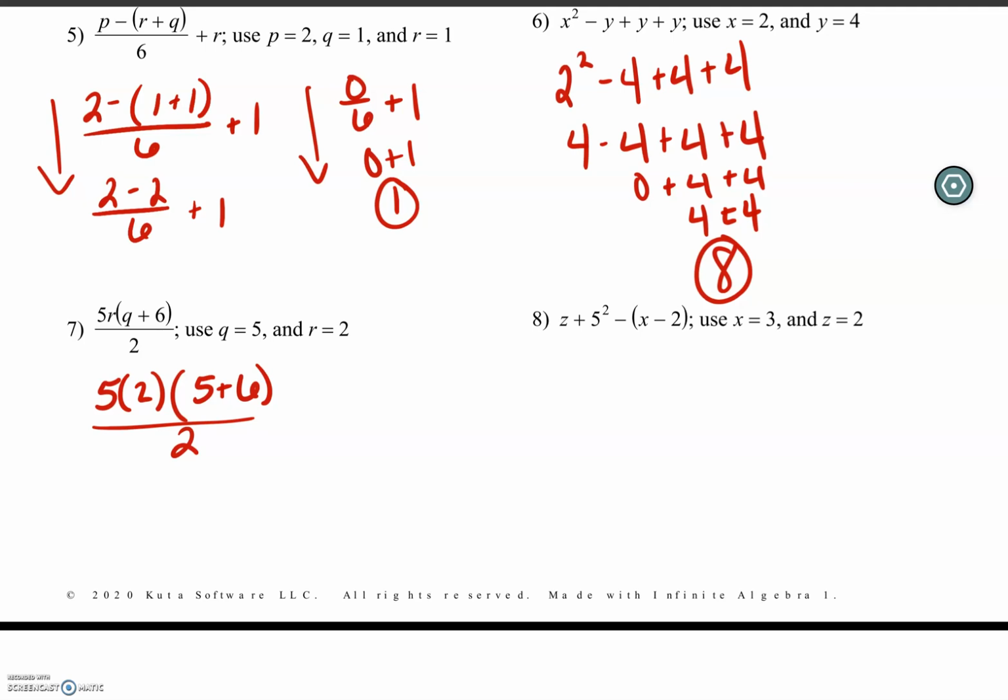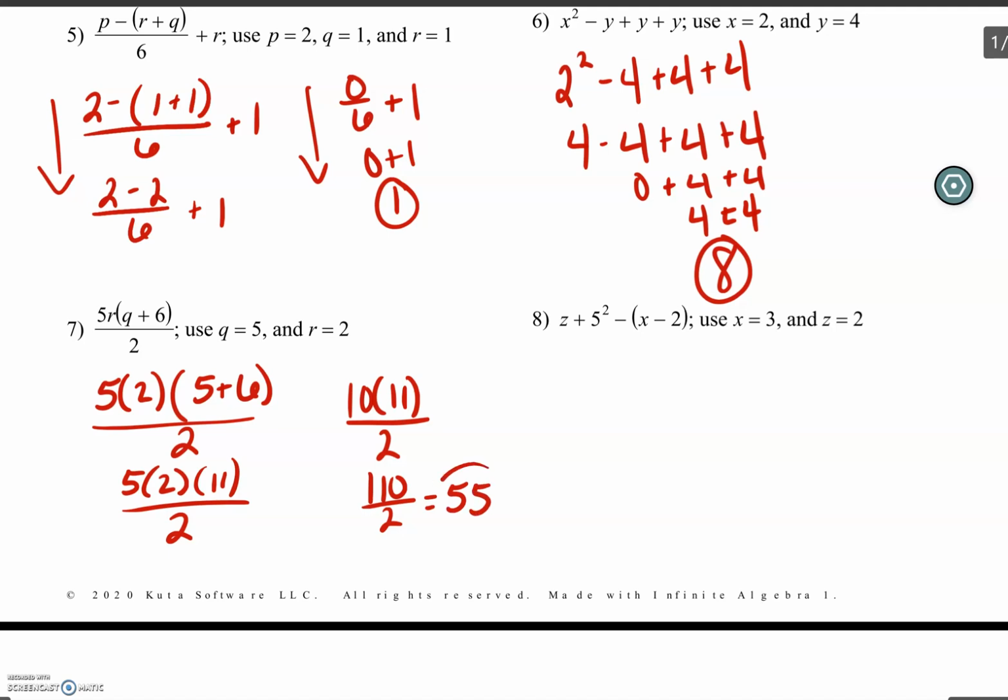All right, we need to take care of the parentheses first. So we're going to add 5 and 6, which would be 11, divided by 2. Now we're going to multiply. So 5 times 2 would be 10, times 11. 10 times 11 would be 110, divided by 2. And 110 divided by 2 would be 55. And that would be our final answer.